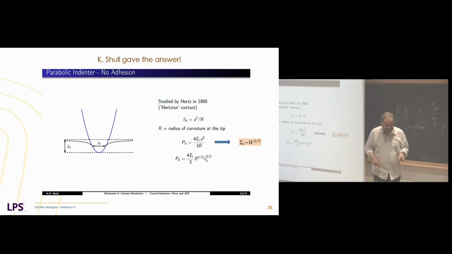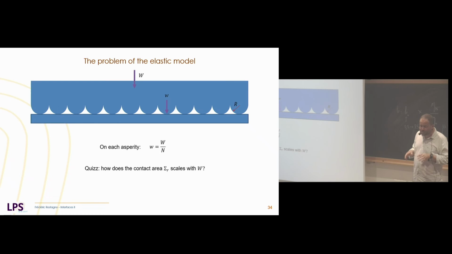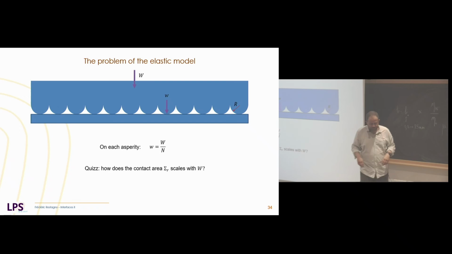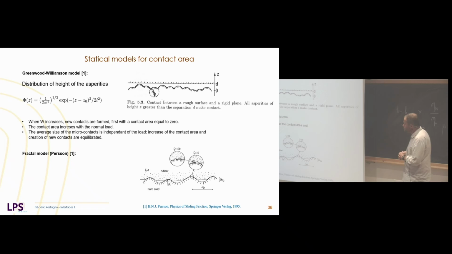So which tells me that if I want to make a model as a physicist, which is as simple as possible, this is too simple. This doesn't work. But people are smart. And there have been two kinds of models, and I think it's a good point to first stop here.